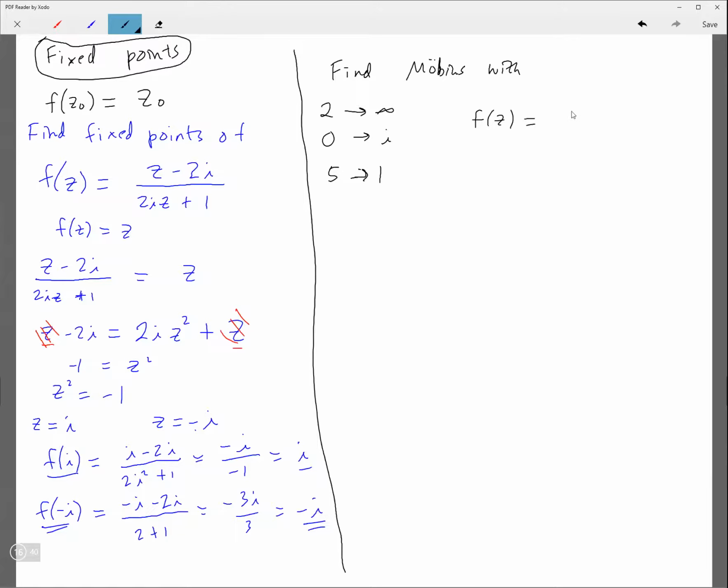Okay, so here's the model that we're going after: f of z equals az plus b over cz plus d. If you want 2 to go to infinity, how do we make this satisfy the first condition? The denominator has to be 0. So you want the denominator to be 0 when z is 2. When we put a 2 in, that's going to make the denominator 0, which will make it infinity.